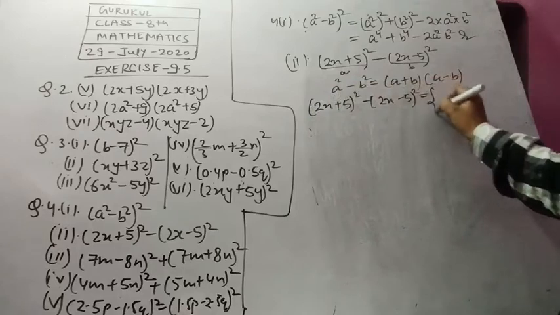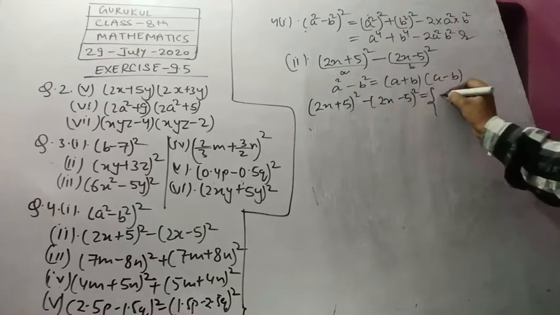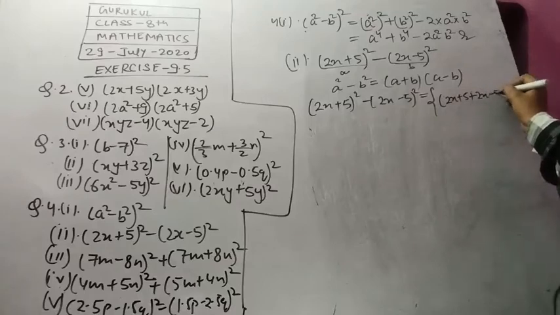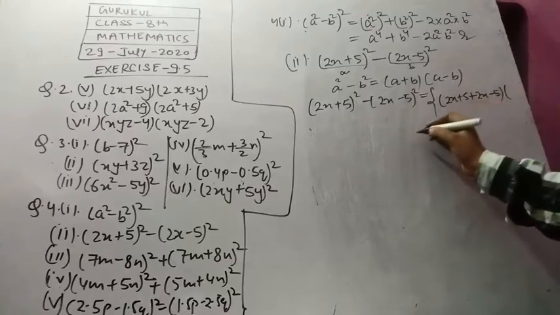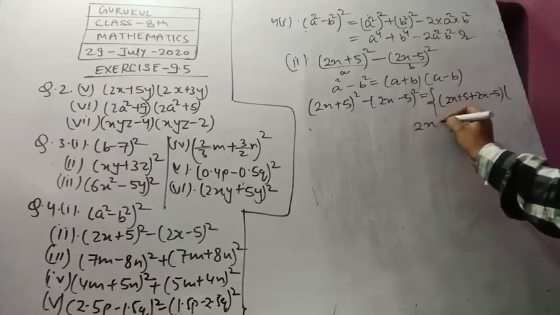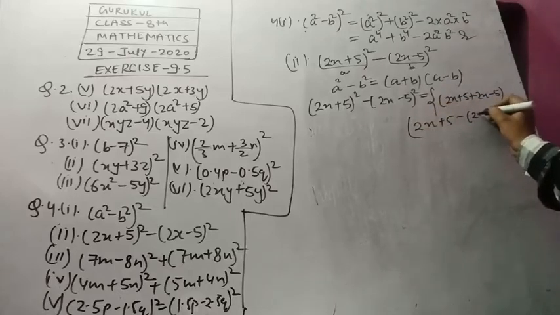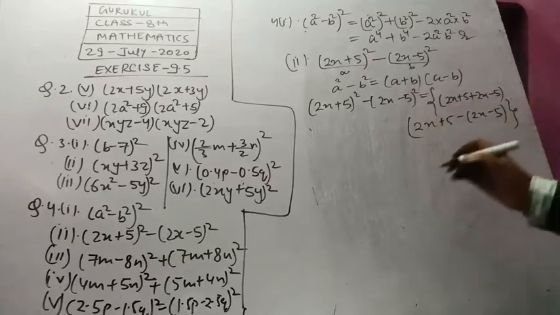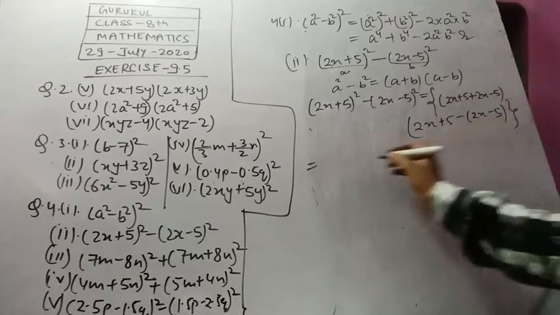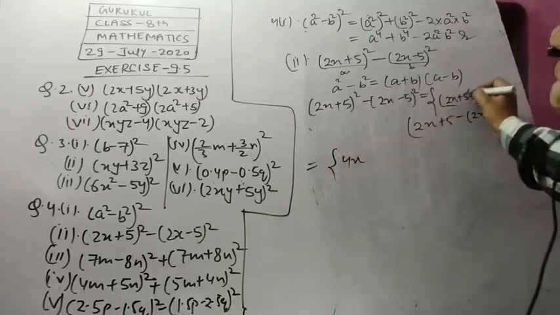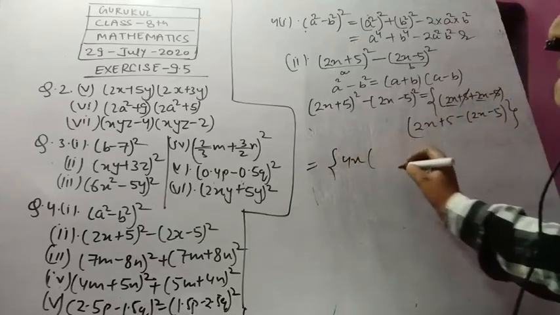By the same identity, firstly both the terms will be added. So (2x + 5) + (2x − 5). Then both the terms will be subtracted. So (2x + 5) − (2x − 5). Bracket should be closed. Now 2x + 2x is 4x, and 5 and 5 get cancelled out.